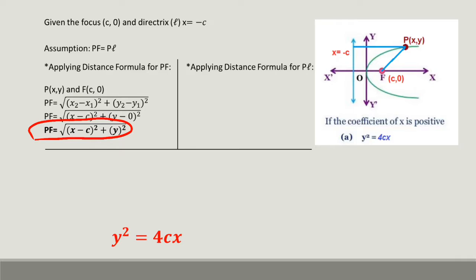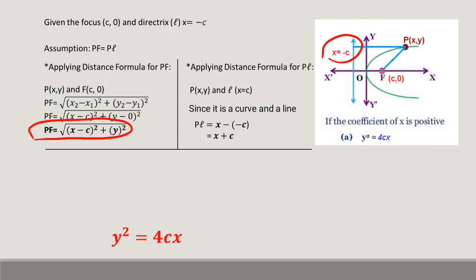Next, kukunin naman natin ang distance ng point P to directrix. So, itatranspose lamang natin yung equation ng directrix that is x is equivalent to negative c. Yung negative, i-transpose lang natin papunta sa kabila. So, meron tayong x plus c. Ang gagawin natin, yung dalawang equation na yan, i-equate uli natin. So, meron tayong square root of (x minus c) raised to 2, plus y squared is equivalent to x plus c.